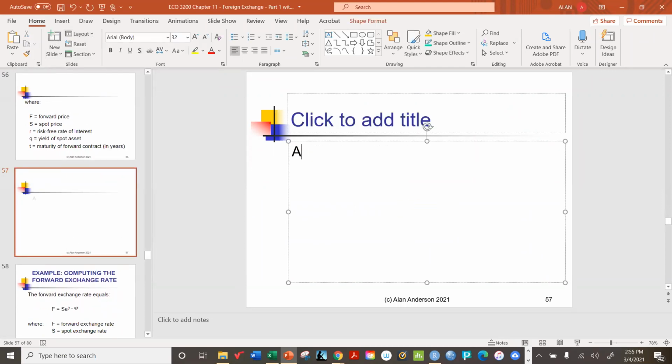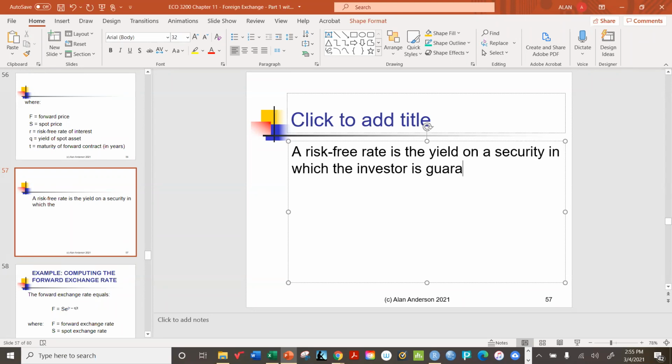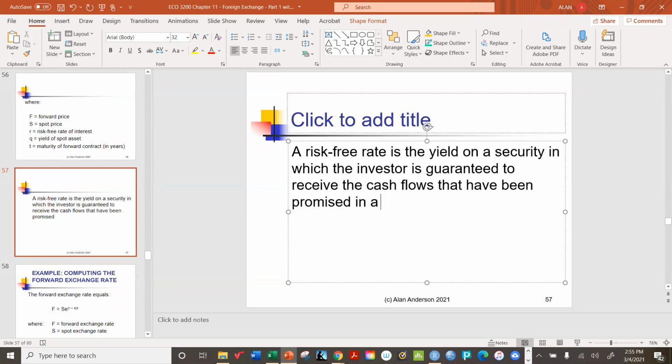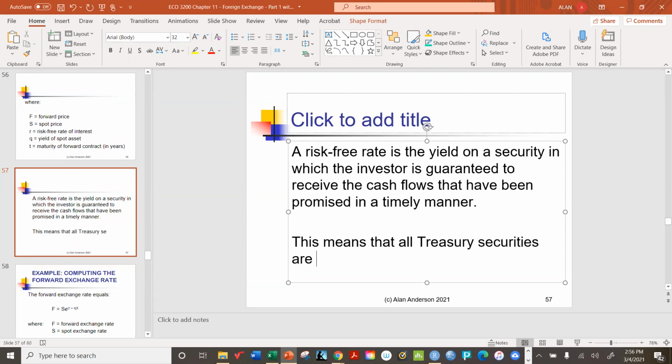A risk-free rate is the yield on a security in which the investor is guaranteed to receive the cash flows that have been promised in a timely manner. What do I specifically mean by this? This means that all treasury securities are considered to be risk-free.